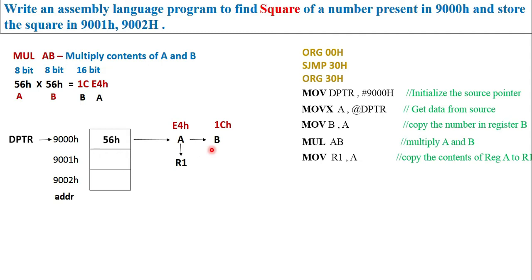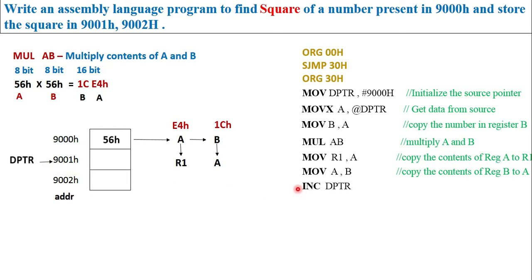Now the next instruction will be to copy the contents of B into accumulator. The instruction for this is MOV A, B. So now A is loaded with 1CH. And now we can save this data into 9001. So if we have to store in 9001, it is essential that the DPTR, which was pointing at 9000, is incremented to 9001. So the next instruction is INC DPTR. So now DPTR points to 9001.